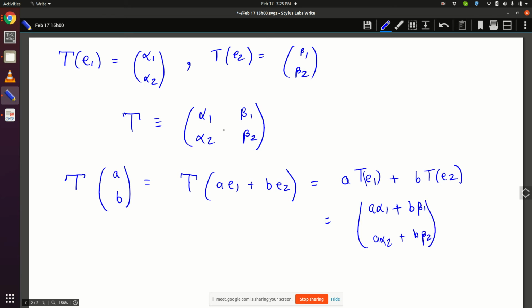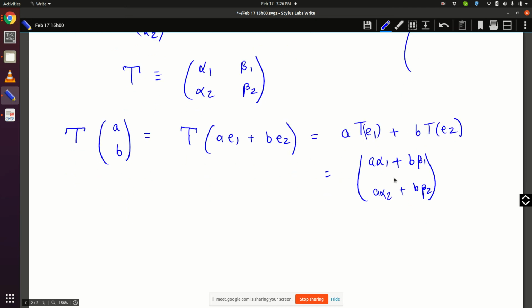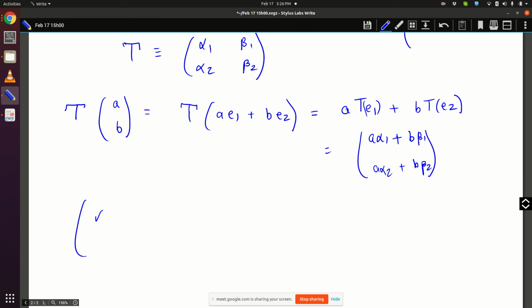Okay, so now let's multiply with this matrix and verify whether that gives us the same answer. So this is one side. Let me write here alpha 1, alpha 2, beta 1, beta 2 times A, B. If I multiply, do I get the same thing? Yes? No? Yes, sir. So Mahendra, did you see some proof like this?